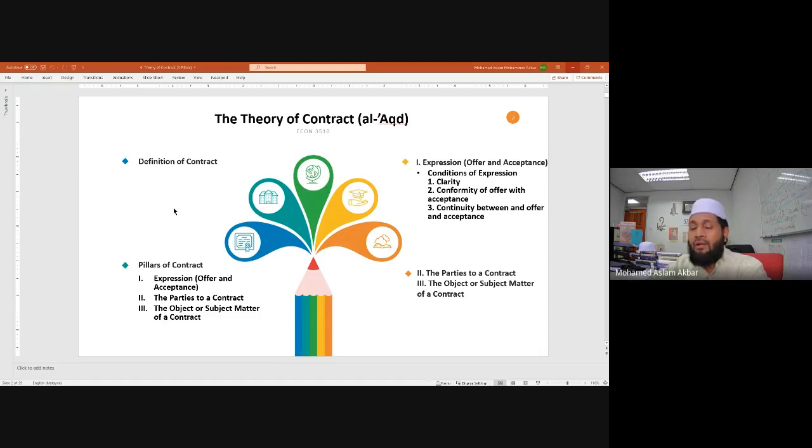So when you are selling or buying something, there must be a way, like expression, meaning to say that someone is putting the price, right? Someone is putting it in the supermarket, someone is actually putting it in the online shopping.